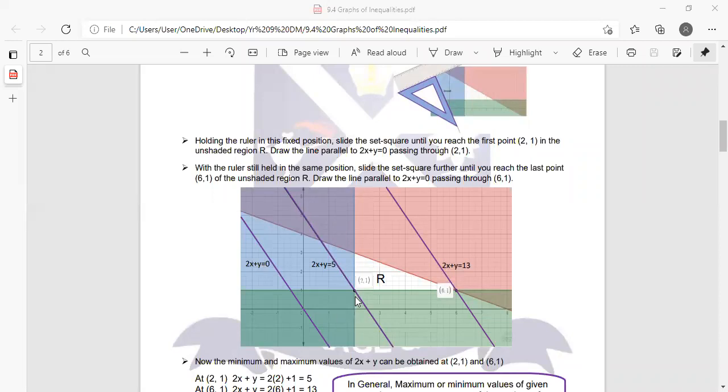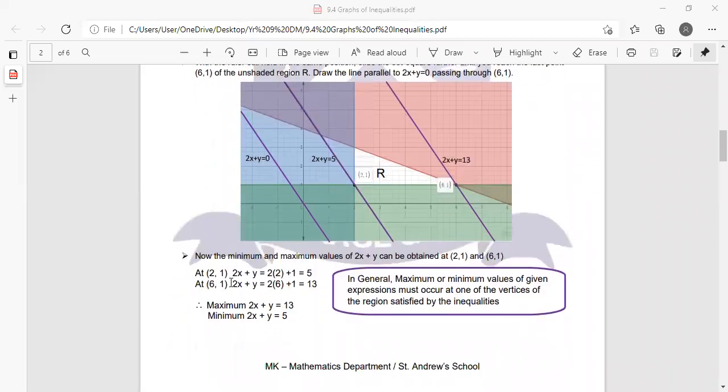Let's move on. So now that we have drawn two lines, you can notice the points there, the coordinates (2, 1) and (6, 1). Now we will be substituting these coordinate points in the expression 2x plus y, because we are looking for the maximum and minimum value of 2x plus y. So I'm substituting x to be 2 and y to be 1. That's 2 times 2 plus 1, you get 5. 2 times 6 plus 1, you get 13. So 5 is obviously the smaller value and 13 is the larger value. So the maximum value of 2x plus y would be 13 and the minimum value would be 5.